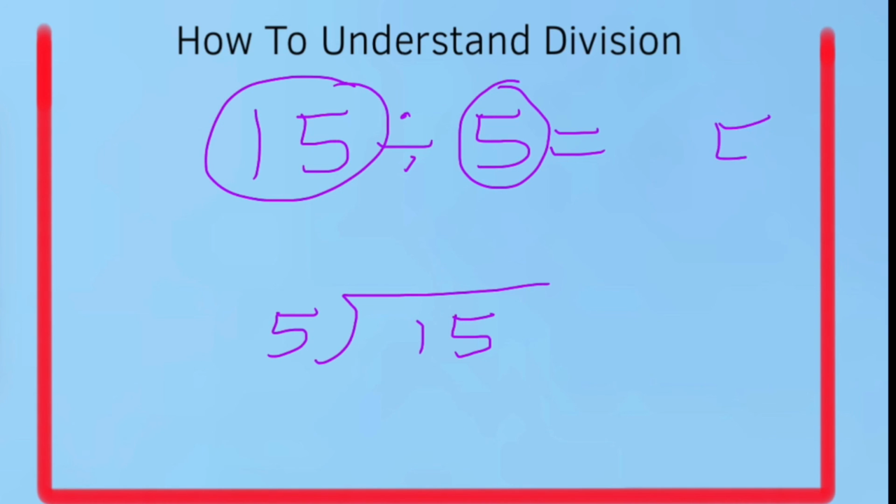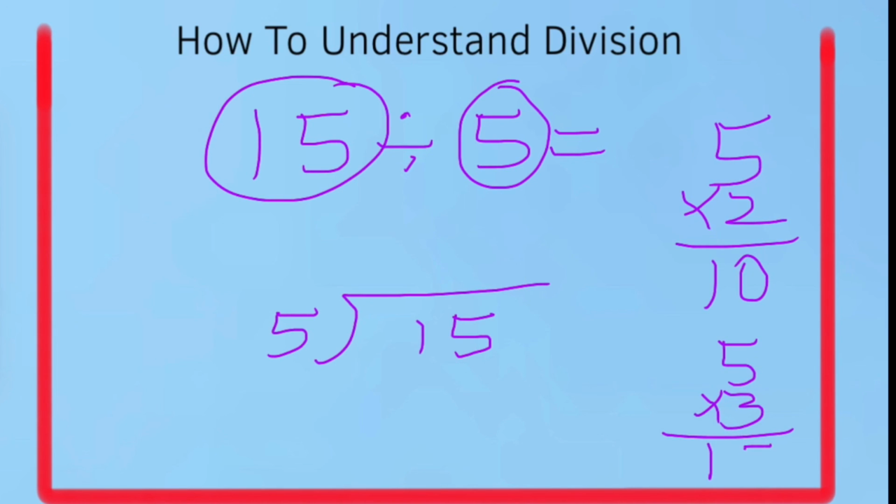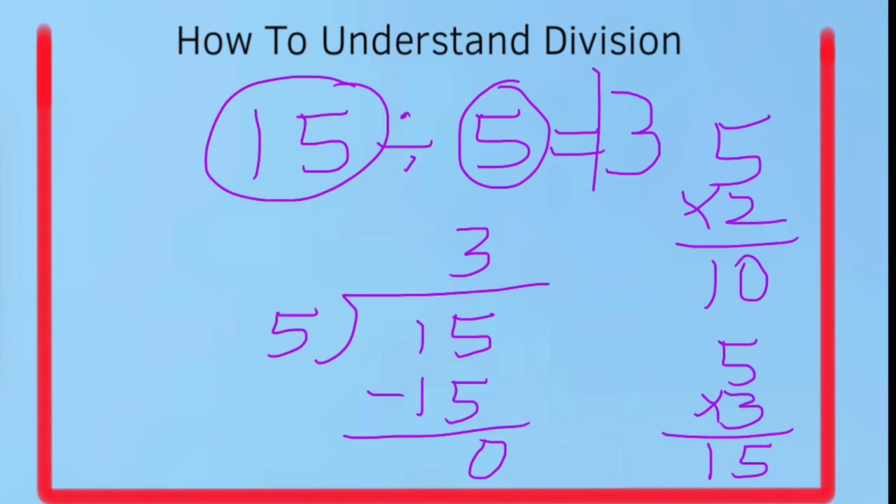I can say 5 times 2. So 5 times 2 is 10. That's too small. So let's try 5 times 3. That equals 15. So I'm going to write my 3 right here. 3 times 5 equals 15. 15 minus 15 is 0. So I'm finished. The correct answer is 3.